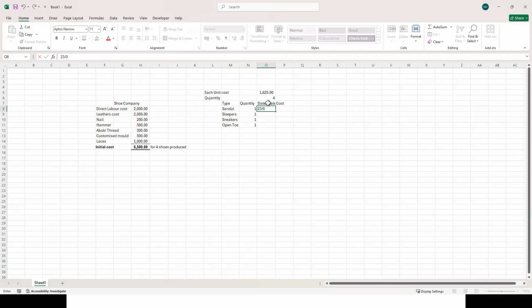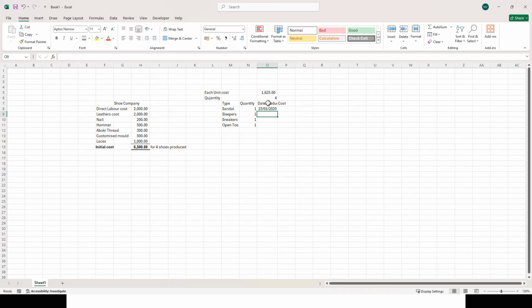23rd January 2025, 15th February 2024, 18th February 2025, 10th January 2023. The cost is 1,850. This is sneakers.